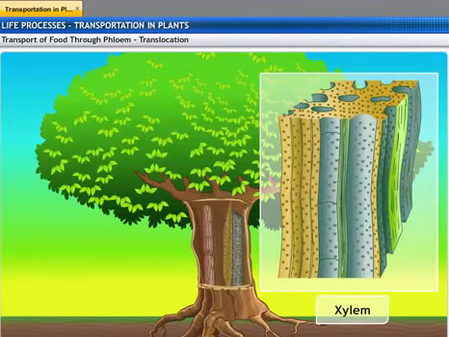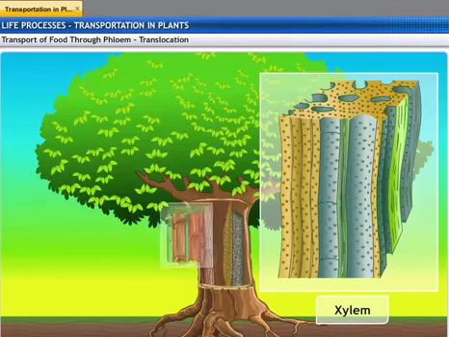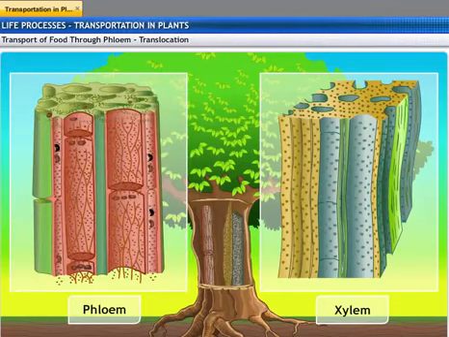Simple physical forces bring about transportation in xylem, while translocation in phloem happens by using energy in the form of adenosine triphosphate, ATP.